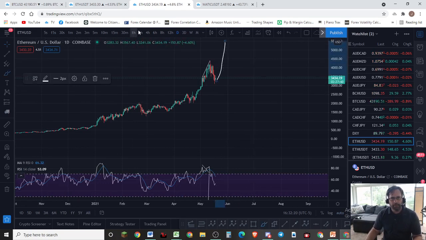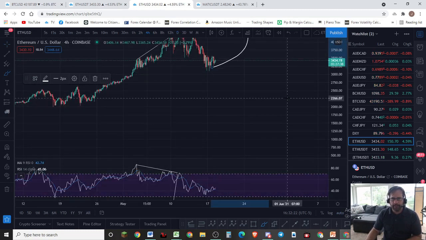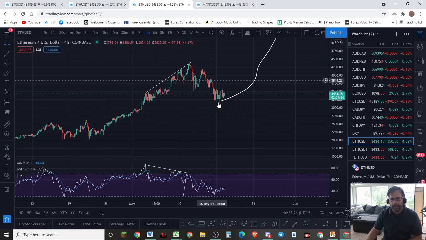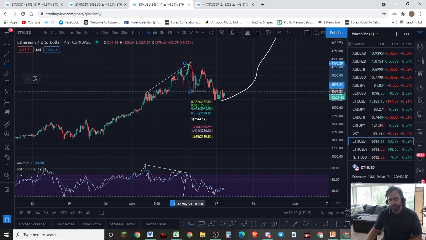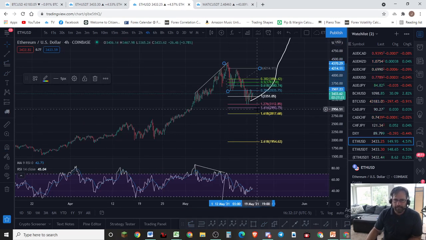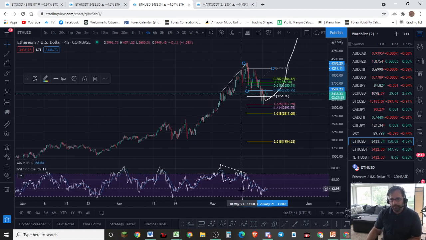So on the Ethereum chart, we look at the 4-hour chart. You'll notice that we have a nice three-wave pattern here. Look here, we got a three-wave correction. We are sitting at the 127. We have room to go down to the 1618. We can still go down a little deeper, and it wouldn't be horrible for Ethereum to do that.